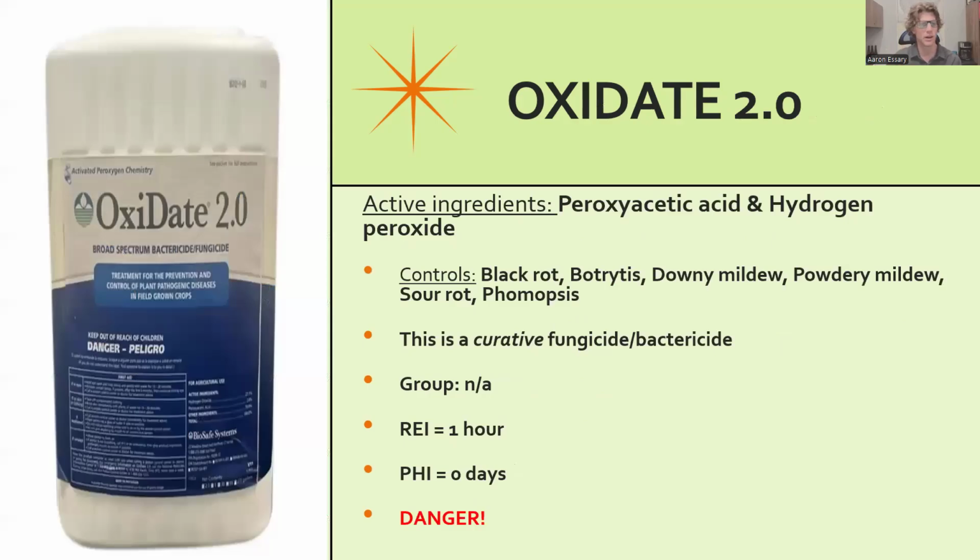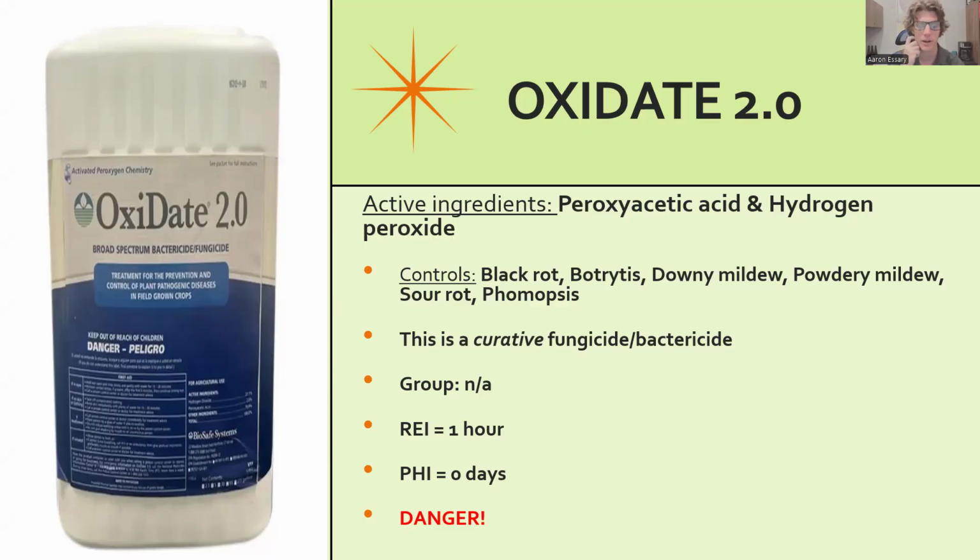Okay, next one, Oxidate. This one is kind of a last resort. I need to kill everything immediately type fungicide. Oxidate 2.0, Oxidate 5.0, there's a couple different ones out there. But the active ingredient is peroxyacetic acid and hydrogen peroxide. We're all familiar with hydrogen peroxide, but peroxyacetic acid is another ingredient in there. It kills a bunch of stuff, including black rot, botrytis, downy mildew, powdery mildew, sour rot, phomopsis.